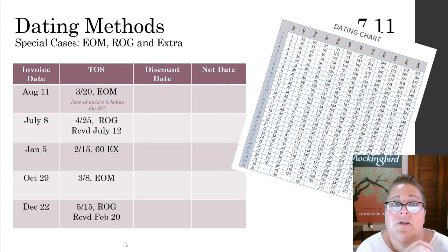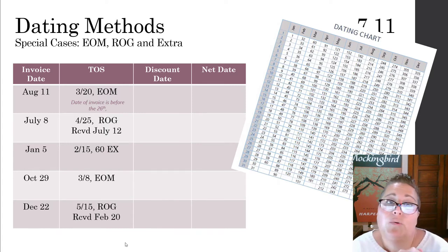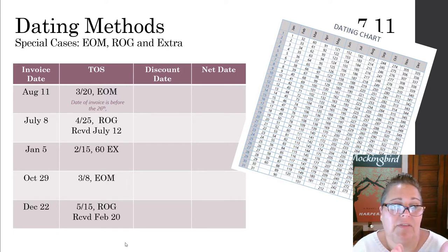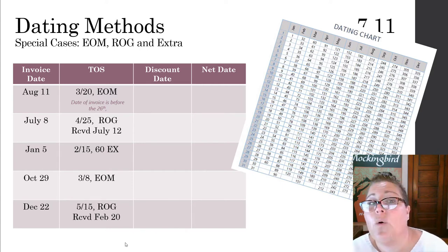I don't need to do that first. Because this one says my invoice date is August 11th. My terms of sale are 320 EOM. 320 means I get a 3% discount if I pay in the first 20 days. EOM stands for from the end of the month. So I need to determine if this EOM is going to be the next month or the month after. Right? So looking at the invoice date, that date of the invoice is within the first 25 days. It's the 1st through the 25th. It is before the 26th of the month.